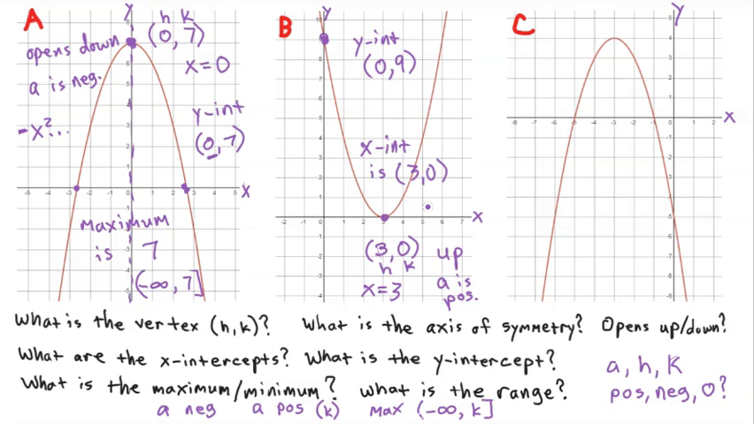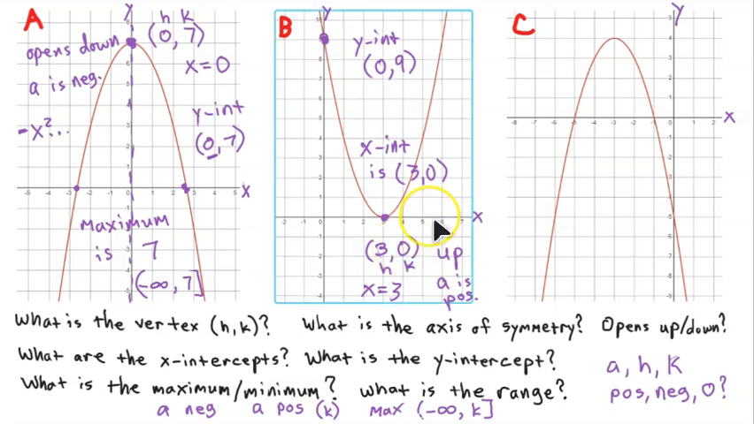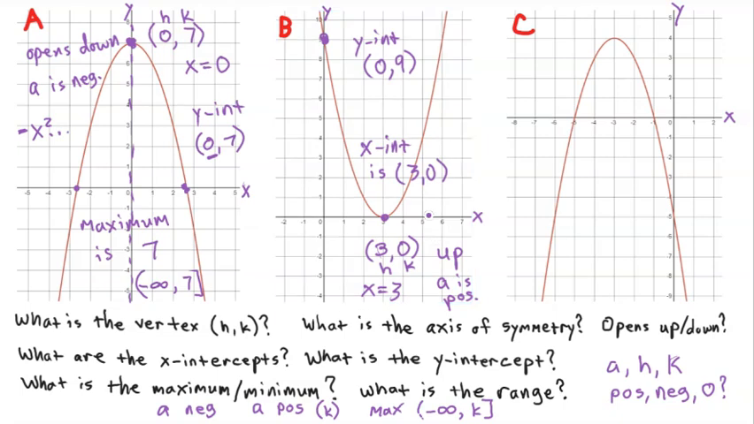Okay. And then we say, well, what is the maximum or minimum? Well, this one doesn't have a maximum because A is positive. It has a minimum. It has a low point. And the low point here, the K for the low point, which is the y-coordinate for the vertex, is 0. And therefore, this one has a minimum of 0. Okay, so the minimum is 0.